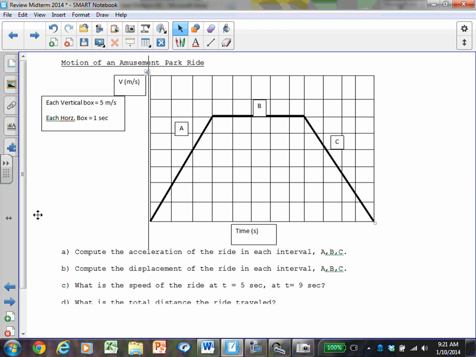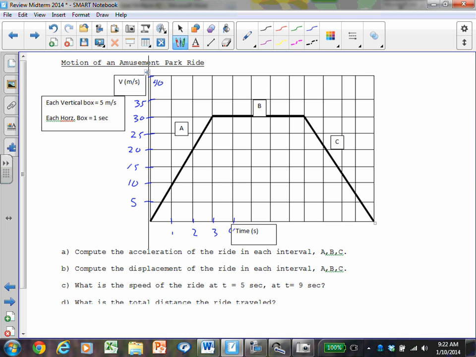Okay, compute the acceleration of the ride and the displacement in each interval. So velocity versus time. It says each block is 5, so 5, 10, 15, 20, 25, 30, 35, 40 in meters per second. And this is just 1, 2, 3, 4.